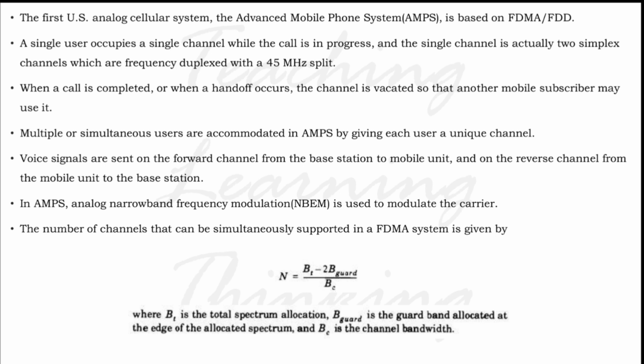While you are writing your exam, give an example that the Advanced Mobile Phone System AMPS uses FDMA by FDD, and it uses analog narrowband frequency modulation to modulate the carrier, and the number of channels that can be simultaneously supported in the FDMA system. You can mention this equation as well and give an explanation of each term in the equation.